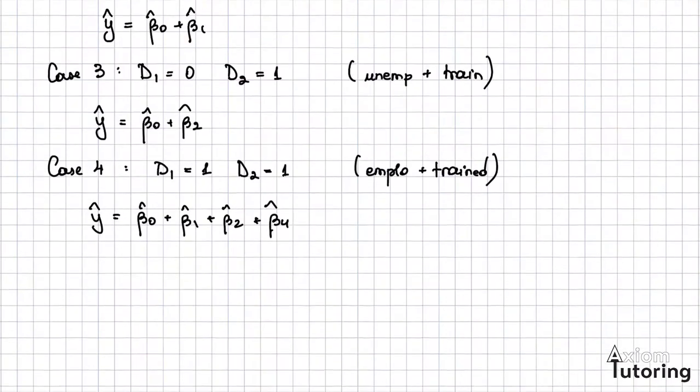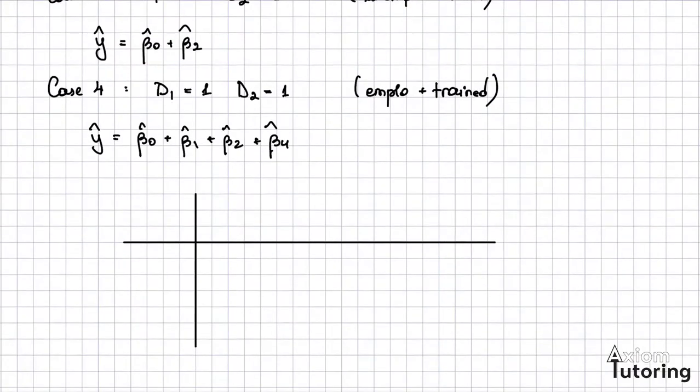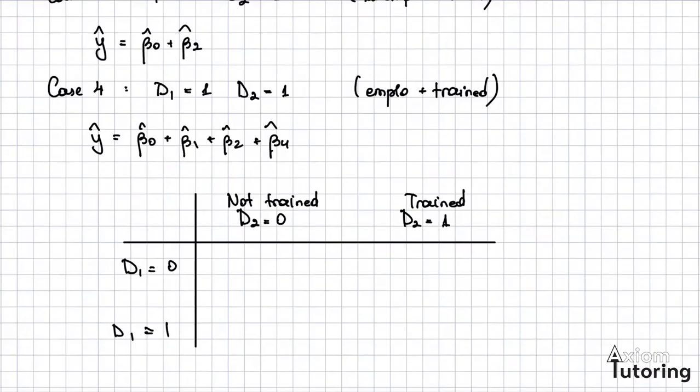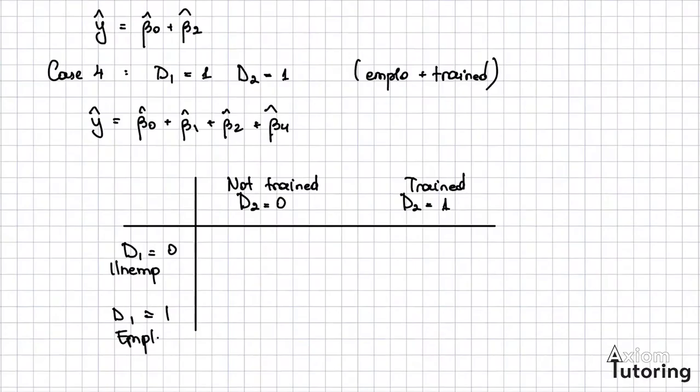So if we were to provide a very nice 2x2 matrix where all of this information is included, you could also do the following, where you have D2 equals 0 here, D2 equals 1, and you can also add more labels, so not trained here and trained here. And then you can have D1 equals 0 here, and D1 equals 1, which means here unemployed and here employed. Okay?